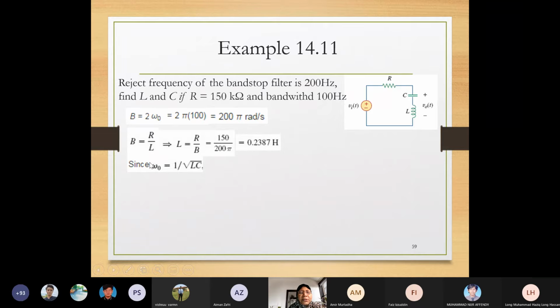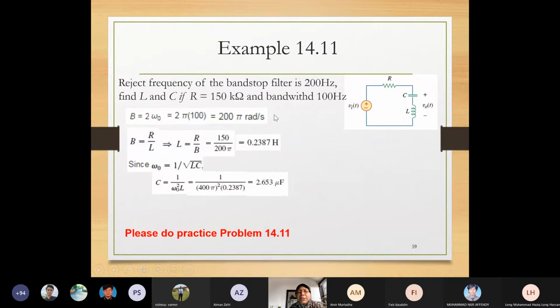Next, to find the capacitor, you can use the equation for the resonant frequency, omega naught equals 1 over square root of LC. You have the value of the inductor L, so you can manipulate the equation to make the capacitor the subject, and you will obtain C equals 1 over omega naught squared times L. This gives you 2.653 microfarad.